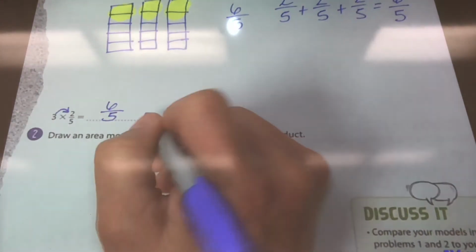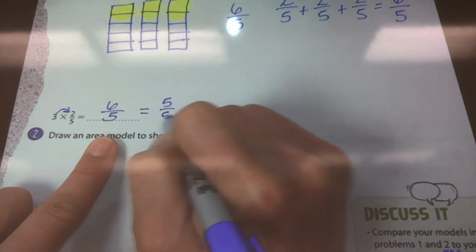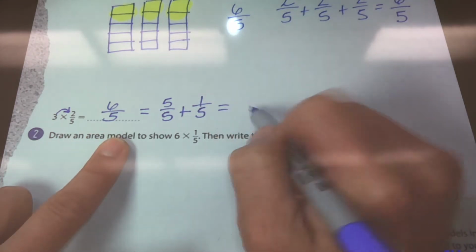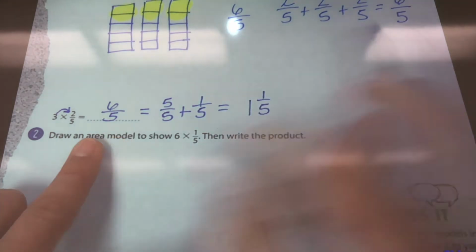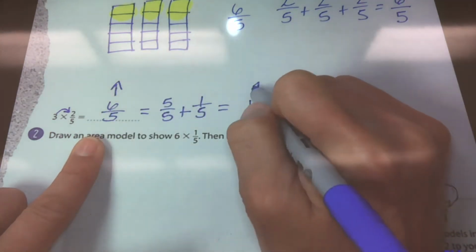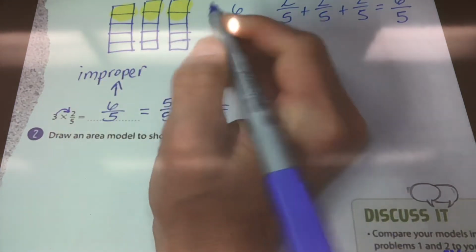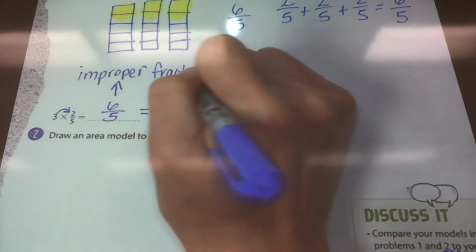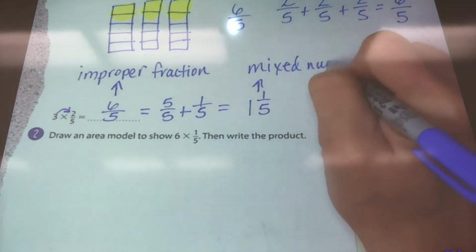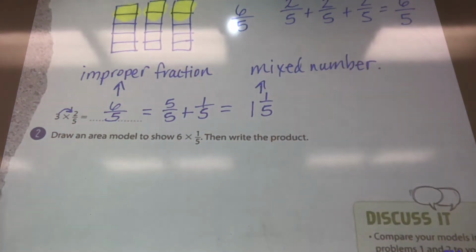Now to decompose or simplify this number, we would take out a whole, which is going to be 5/5, and what we have left over is 1/5, and so our total then would be 1 and 1/5. This would be converting this improper fraction into a mixed number. So we have an improper fraction here, and this is our mixed number. And we've used these terms before in class.